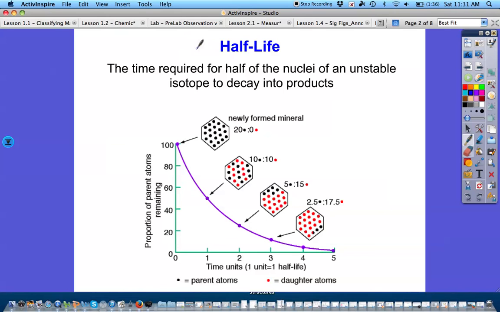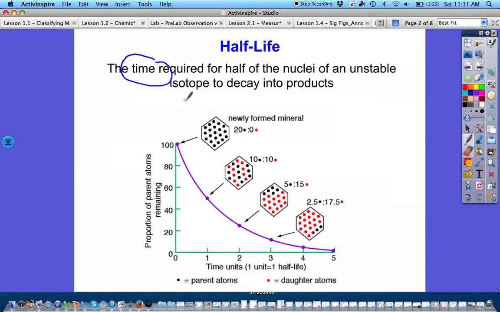to decay into the products. So anytime I ask what is the half-life, you're going to give me a time. So here in our graph, the black dots represent the parent atoms, the unstable isotope, and the red dots represent the daughter atoms, what the unstable isotope has decayed into in the form of products.